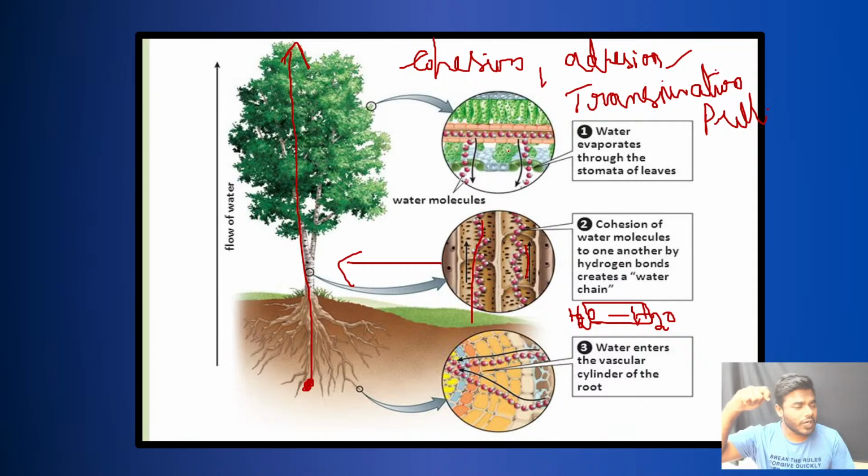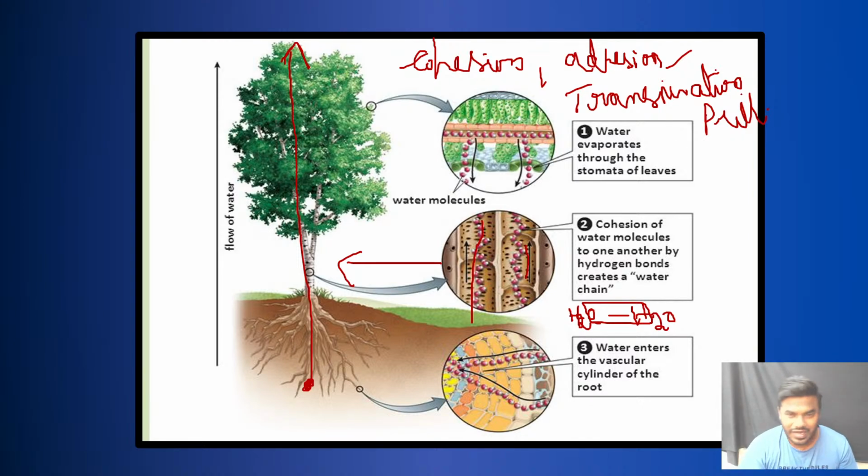Water molecules are attached with each other, that's correct. Water molecules also attach to the wall of the xylem, that is also correct. But the question is, how does this particular water chain move up to the 100 feet tall plant from the root? So there should be some pressure, some force. So what is that particular force or pressure? We can call it transpiration pull.